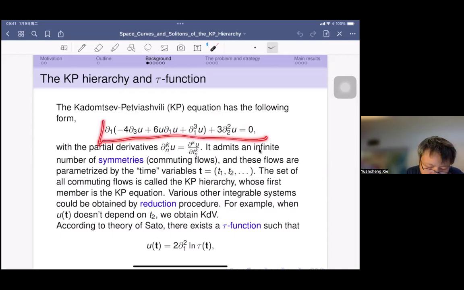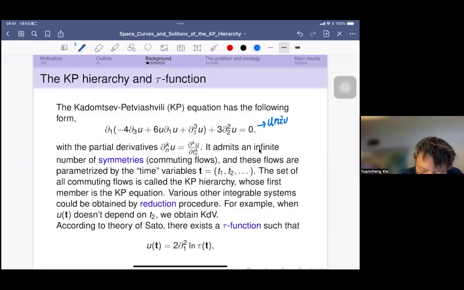This system is interesting from many perspectives, and it's also kind of universal. It's a universal hierarchy in the sense that many other integrable systems can be obtained as reductions of this system. This system is associated with the infinite-dimensional general linear group, and many other hierarchies are sub-hierarchies corresponding to subgroups of GL infinity, so they can be obtained as a reduction from this one.